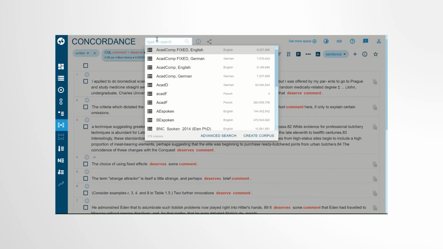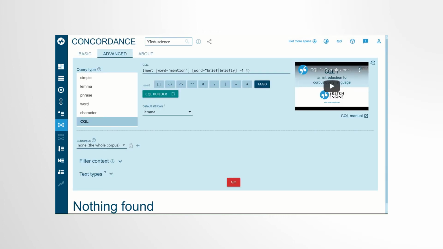Now for a second question, we need to go back to the Euclid corpus. I've already opened this here, and we need to do a CQL search, a search using regular expression in the concordance window. Basically, what this says is, does the word mention meet with the words brief or briefly within a space of 4 words to the left or 4 words to the right?